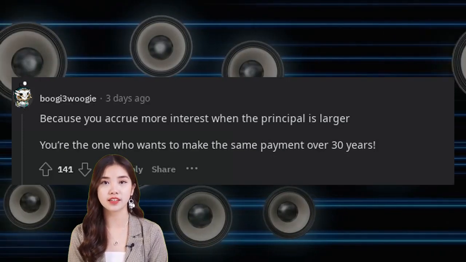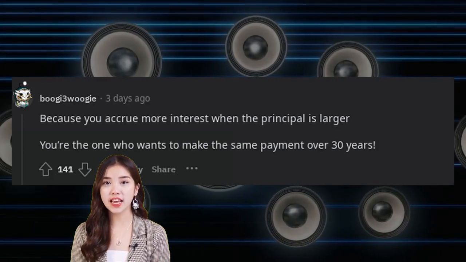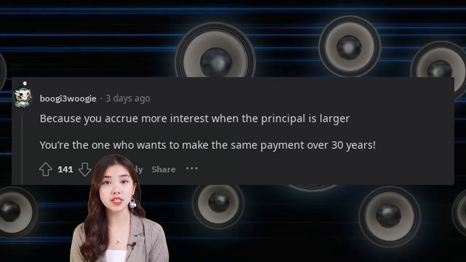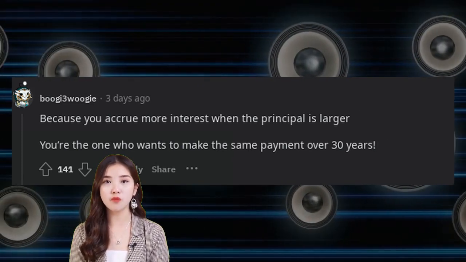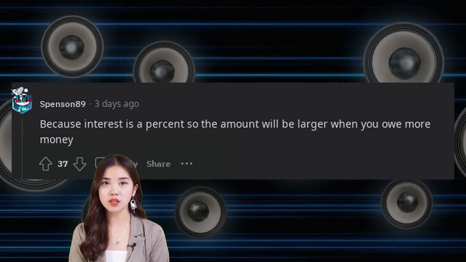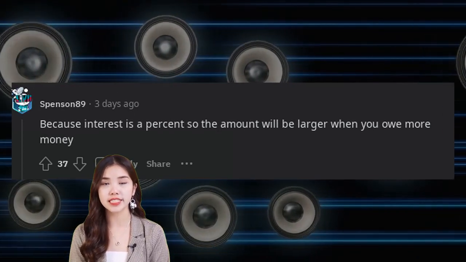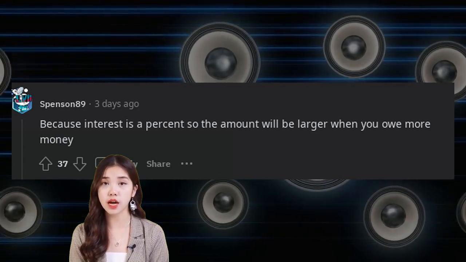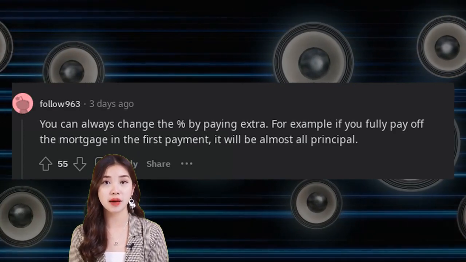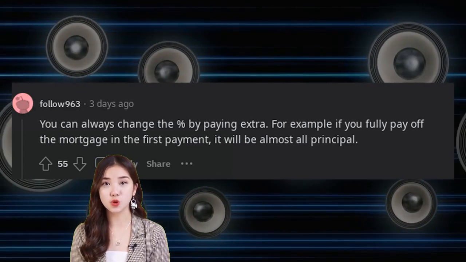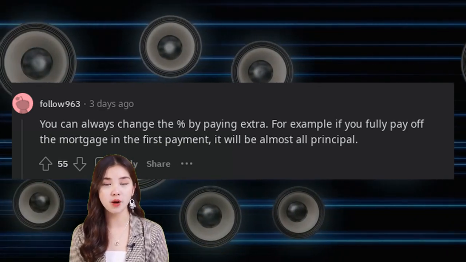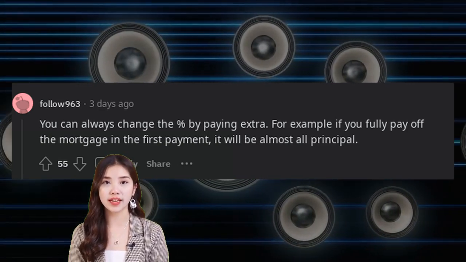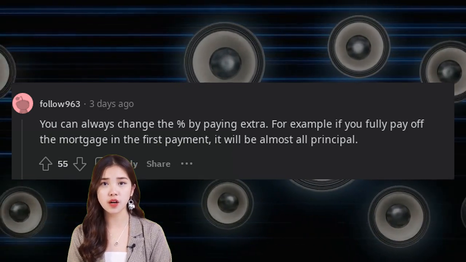Because you accrue more interest when the principal is larger. You're the one who wants to make the same payment over 30 years. Because interest is a percent, the amount will be larger when you owe more money. You can always change that by paying extra. For example, if you fully pay off the mortgage in the first payment, it will be almost all principal.